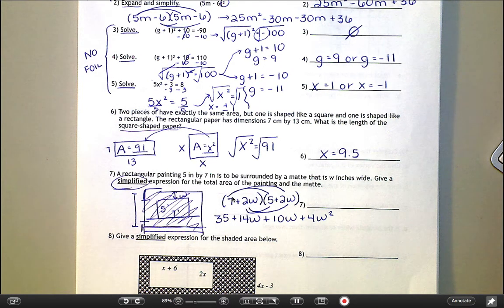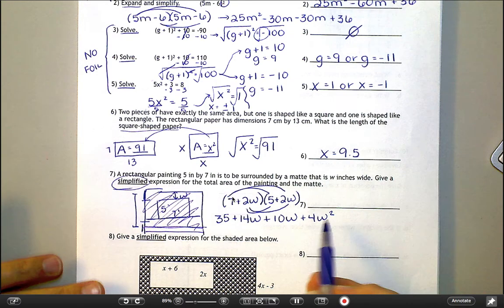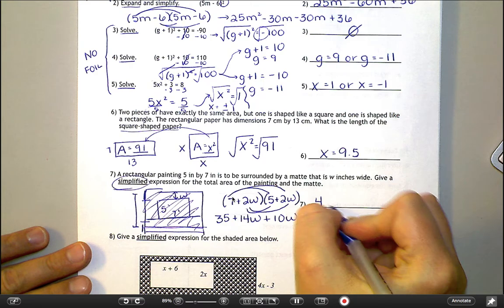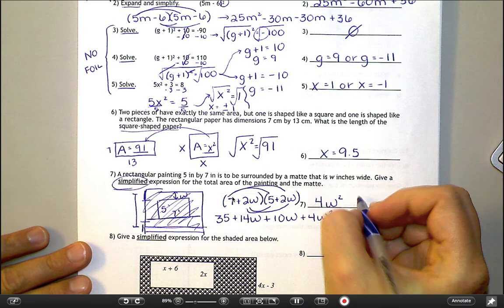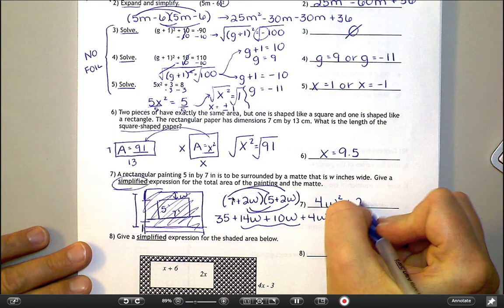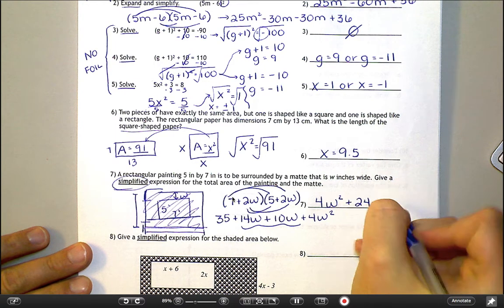We're starting to talk about standard form now, and standard form always has the square in front. If you didn't put the square in front, that's okay as long as your answer is simplified. So it'd be 4W squared. I can put these together and make it 24W, and then plus 35.